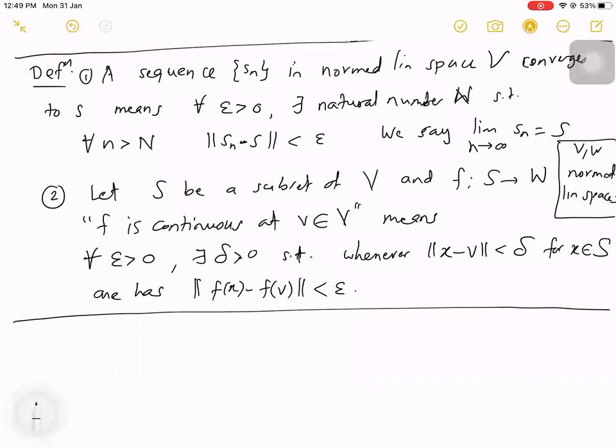Right? Otherwise the sentence itself is meaningless. You see, I'm evaluating F at X. So it makes no sense for X to be outside S. Okay, so I hope that is clear.